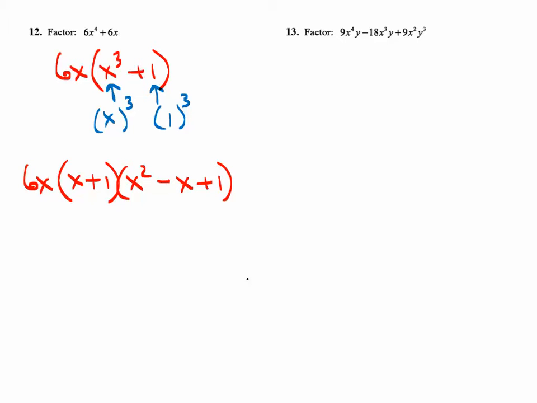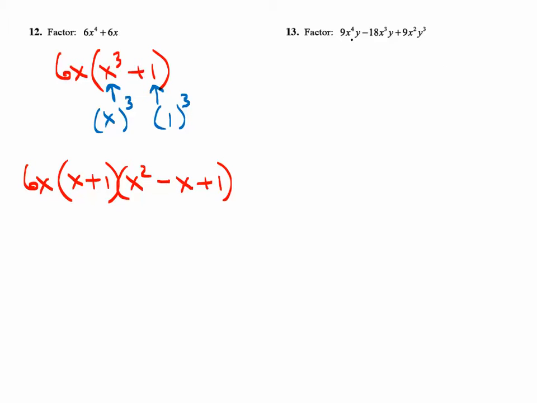Okay, 13. Let's see, multiple variables now. I got x's and y's at the same time. So first of all, I got a 9, an 18, and a 9. Ha, that's cool. I know 9's going to go out.